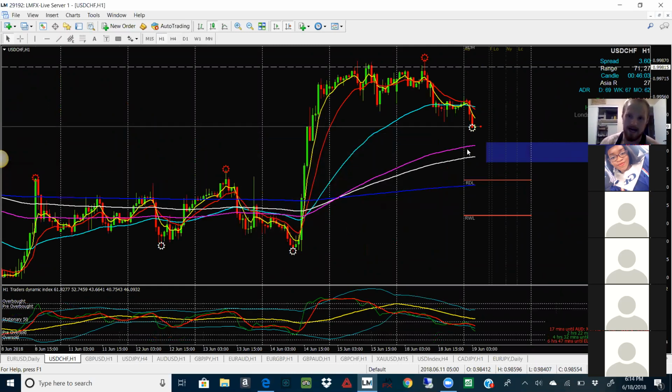What I've noticed is that if price doesn't hit the Mayo, before it hits that Mayo, it will sometimes reverse and never hit it. And I'm like, what the fuck? Why didn't it hit it? And then I looked at the 144.